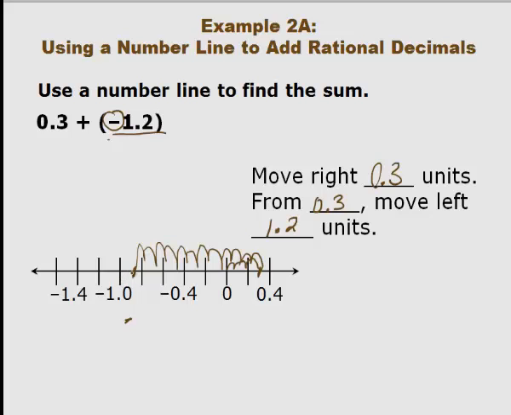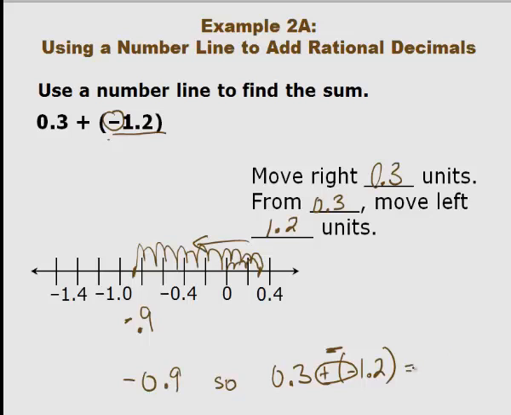That's 1/10. It's not quite 1/10. 2, 4, 6, 8, and one more. That's 9/10. So we finished at negative 9/10. So 3/10 plus a negative 1 and 2/10, which, like you saw, became a negative, we move in the negative direction, is equal to negative 9/10.